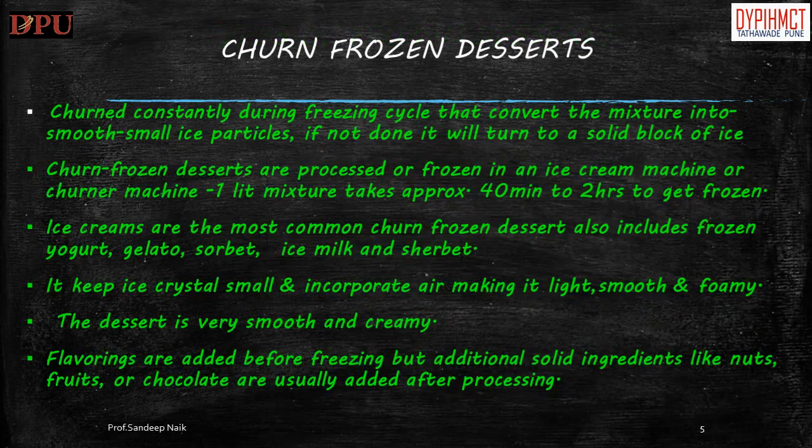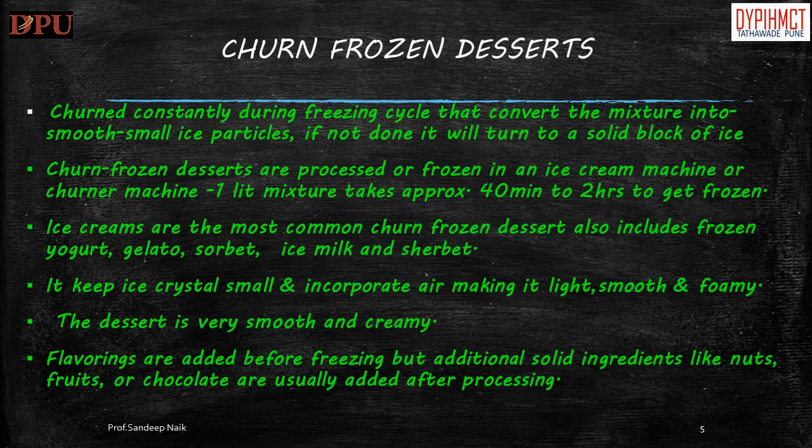Churn frozen desserts. In this the dessert-to-be mixture is churned constantly during the freezing cycle, resulting in smooth small ice particles, making it smooth and creamy. Flavorings are added before freezing but additional solid ingredients like nuts, fruits, or chocolate are usually added after processing. It keeps ice crystals small and incorporates air, making it light, smooth and foamy. If churning is not done the dessert will become a solid block of ice.